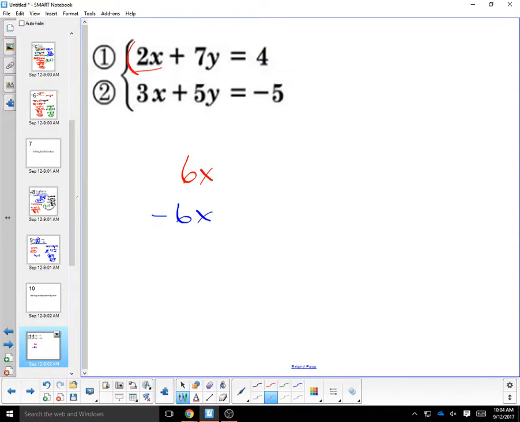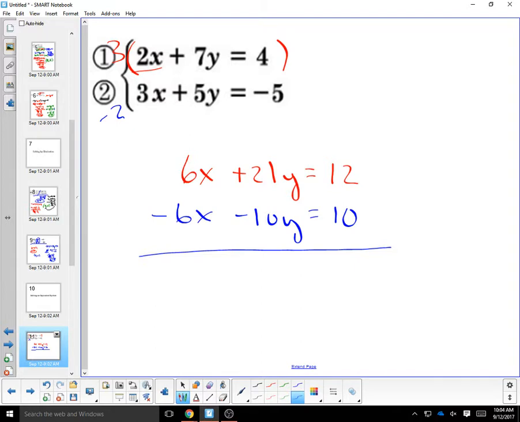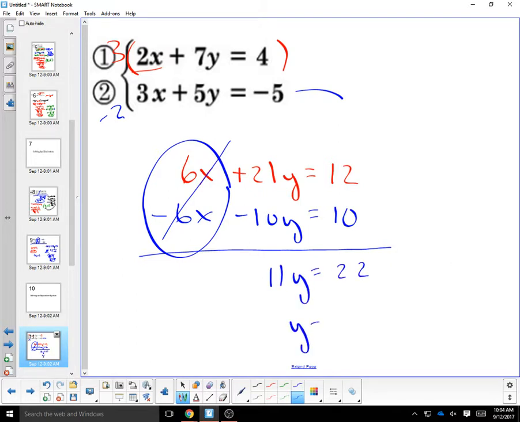So here's the question: what do I need to multiply this whole equation by for the first number to become a 6x? 3. I have to do it to the whole thing. So 3 times 7 is 21y and 12. Then on the bottom, what do I multiply by? Negative 2. Do it to everything else. That gives me negative 10y and positive 10. When I solve this equivalent system, I'll get the answers to the original system. Watch what happens: exactly what we wanted. This becomes 11, this becomes 22, which means y was 2.